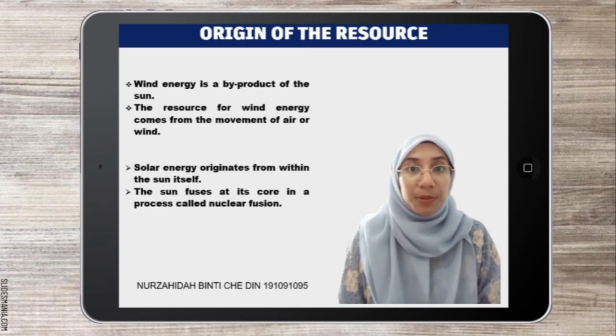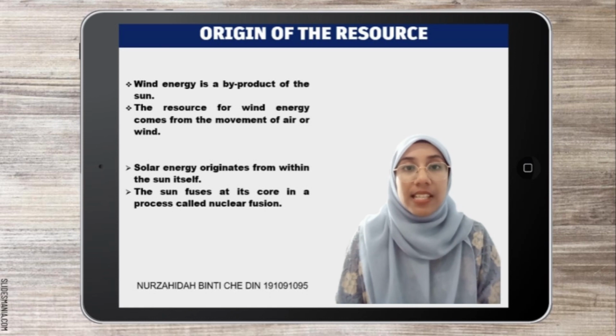I would like to present about the origin of the resource for wind and solar energy. Firstly, wind energy is a byproduct of the sun. The resource for wind energy comes from the movement of air or wind. Wind turbines convert the kinetic energy in the wind into electrical energy that can be used to power homes and business.